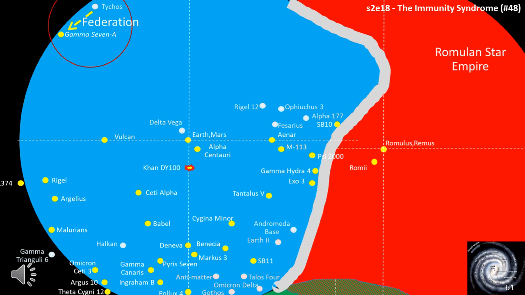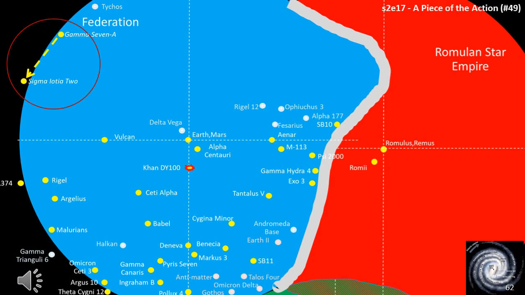This must be on the edge of Federation space. The planet it kills, Gamma 7A, is probably an alien Federation member system. In A Piece of the Action, the Enterprise visits the gangster planet. This must be outside Federation space. I am assuming the Enterprise is travelling back to its original position, facing the Klingons.